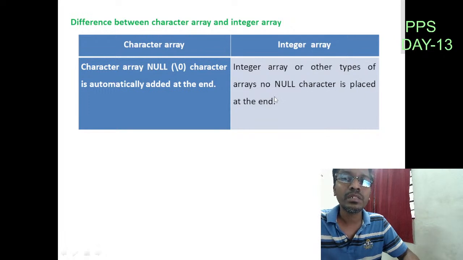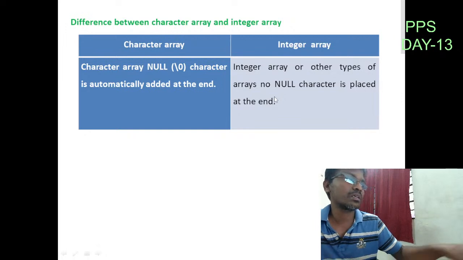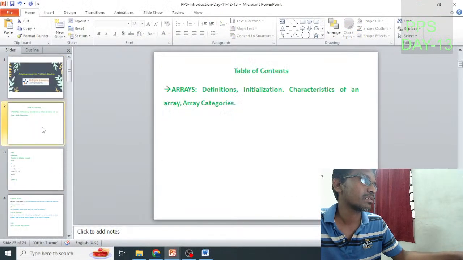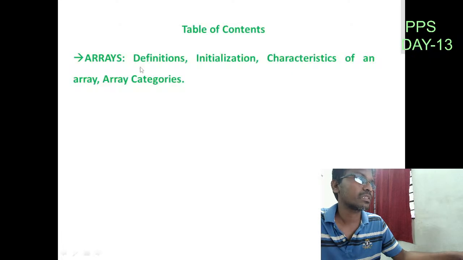So that is about double dimensional arrays. In the next class, we'll discuss strings and storage classes. If you have any doubts about arrays concepts, you can ask me and I will try to clarify them. These are the topics I covered under arrays: definition, initialization, characteristics, categories, followed by limitations, and the difference between integer and character arrays.